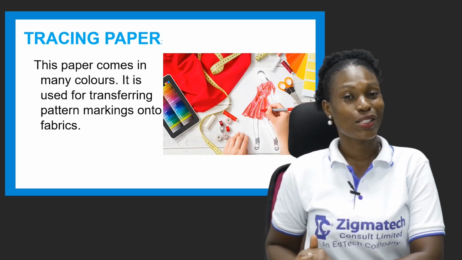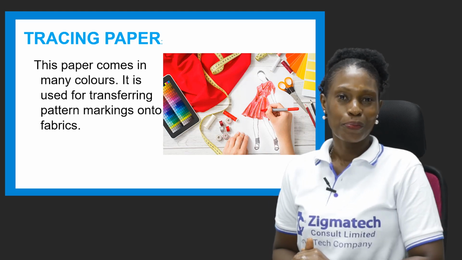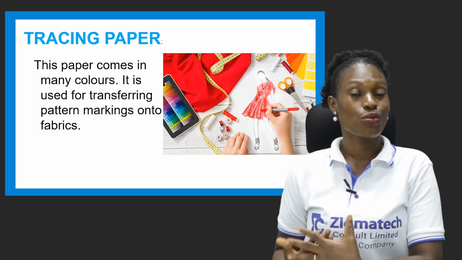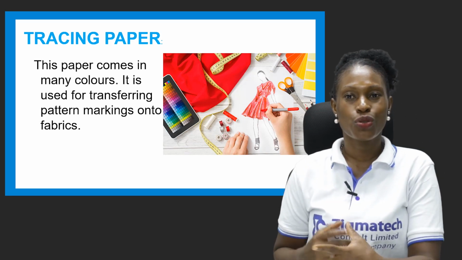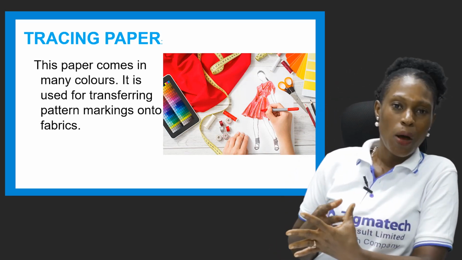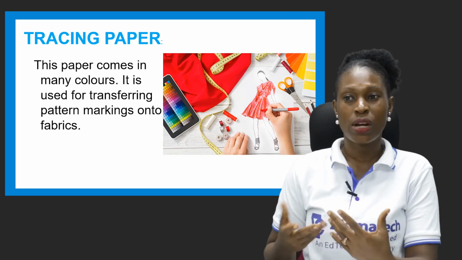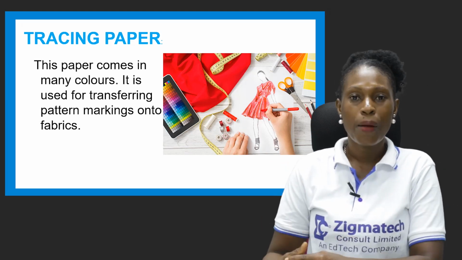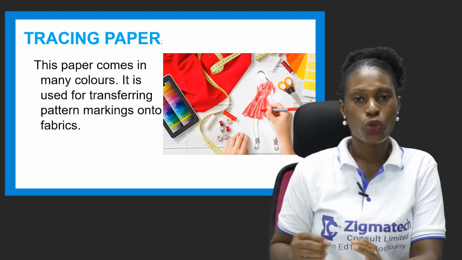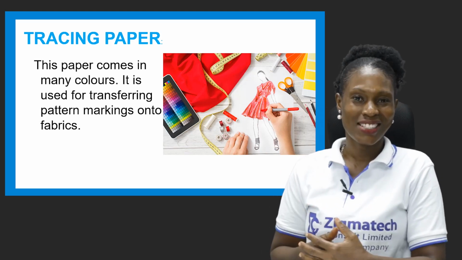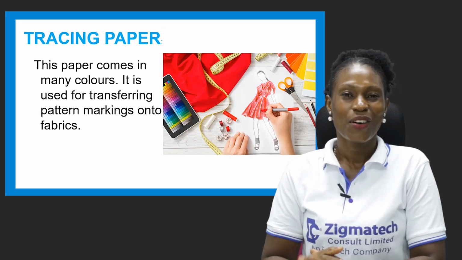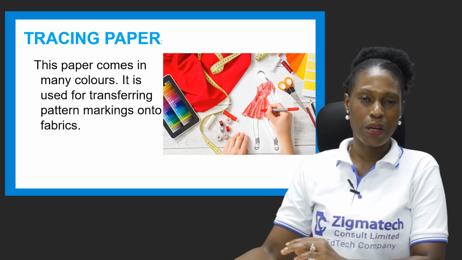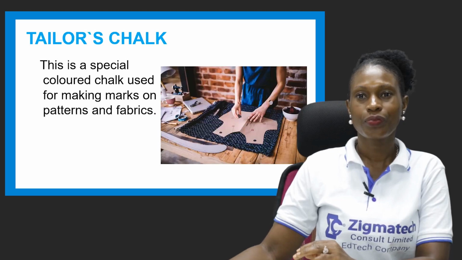Now clothing and textiles is one amazing field. It makes you more creative. So tracing paper helps you to do what? To transfer patterns. You can draw them and transfer them to the fabrics you want to make, and then follow through, and it will come out just as you have designed it. That's what the tracing paper does for you.